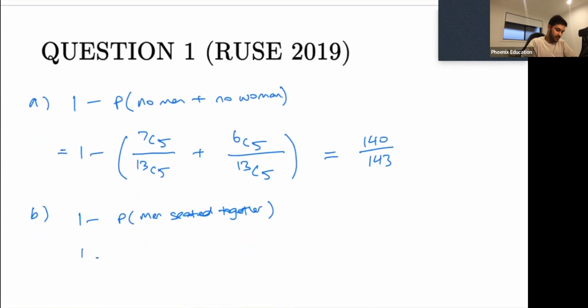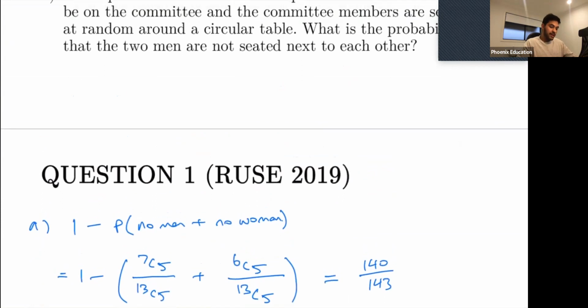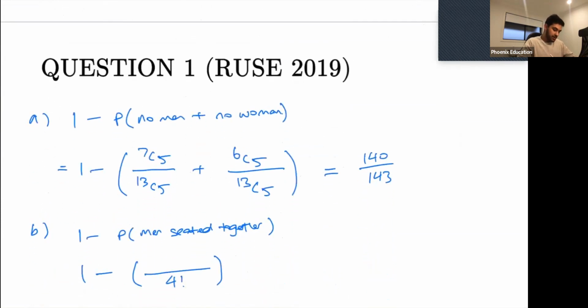Okay, so that would be 1 minus. Now, since we're dealing with probability, the denominator will be 4 factorial. So this is the unrestricted number of ways of arranging 5 people around a circle. So 5 minus 1 is 4, 4 factorial. The numerator will be 2 factorial times 3 factorial.